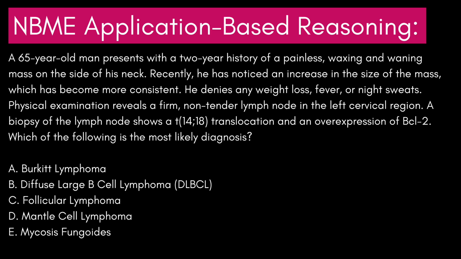A 65-year-old man presents with a 2-year history of a painless, waxing and waning mass on the side of his neck. Recently, he has noticed an increase in the size of the mass, which has become more consistent. He denies any weight loss, fever, or night sweats. Physical examination reveals a firm, non-tender lymph node in the left cervical region. A biopsy of the lymph node shows a t(14;18) translocation and an overexpression of BCL2. Which of the following is the most likely diagnosis?